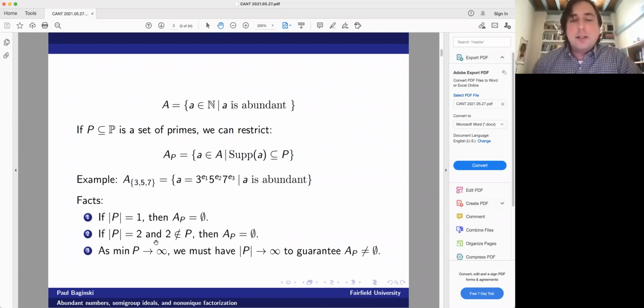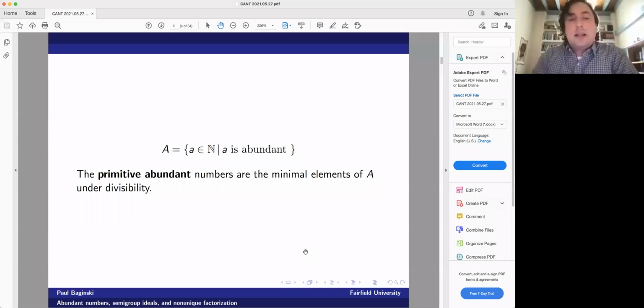That means if my set P is size 2 and both primes are odd, then this restriction is empty. And in general, as you start throwing away primes and you require P to have larger and larger primes inside it, then you need more and more distinct primes inside P in order to guarantee that this restriction is non-empty. So basically, if I wanted to consider primes bigger than 100, I need to use a lot of them to get any abundant numbers. And this is because of early work of Dixon. Interest in abundant numbers really took off in the beginning of the 20th century with Dixon's work.